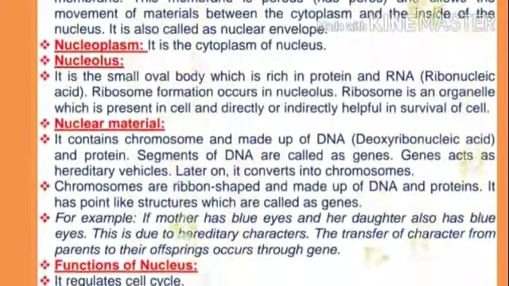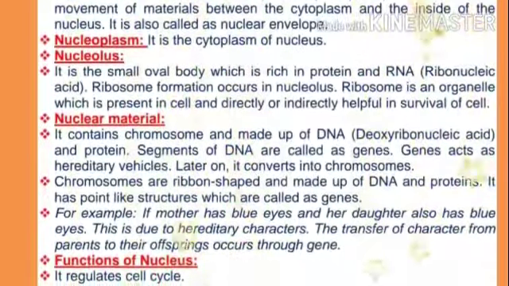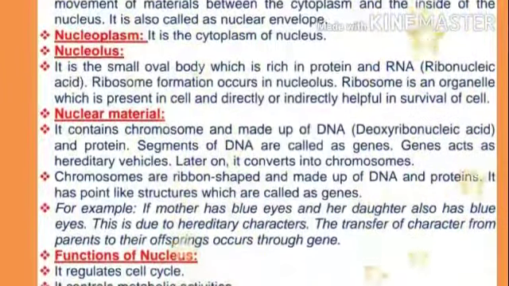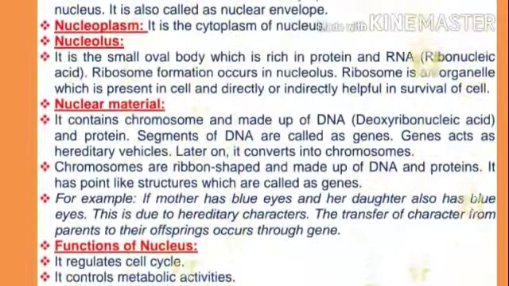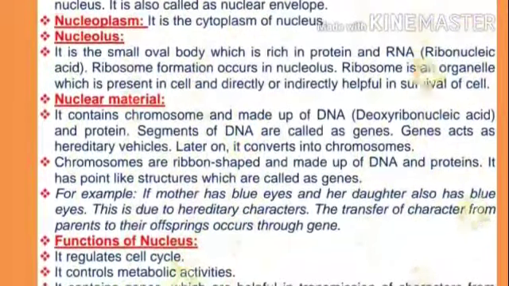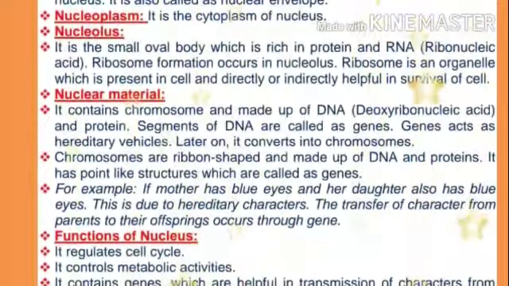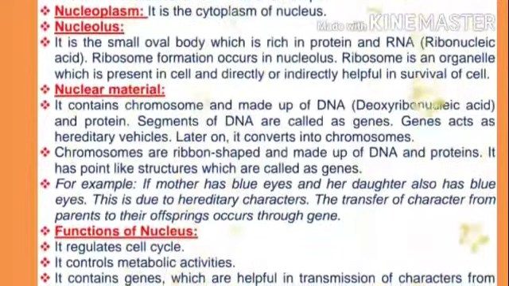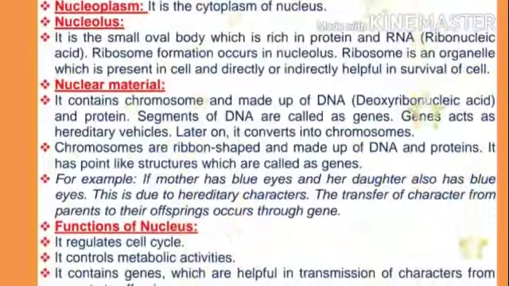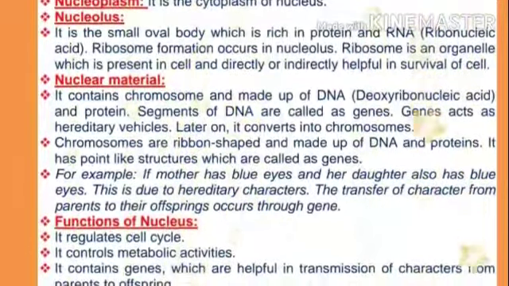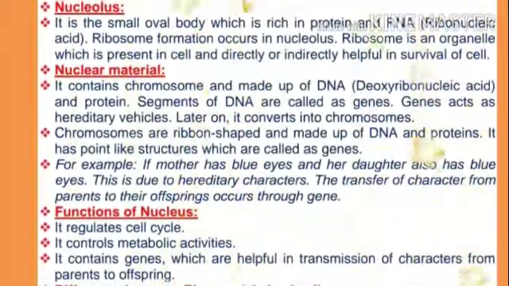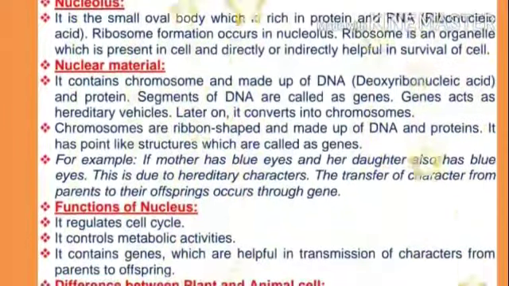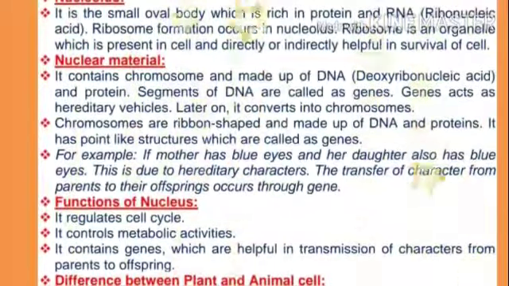Genes act as hereditary vehicles. Later on, it converts into chromosomes. Chromosomes are ribbon shaped and made up of DNA and proteins. It has point-like structures which are called as genes. For example, if mother has blue eyes and her daughter also has blue eyes, this is due to hereditary characters. The transfer of character from parents to their offsprings occurs through gene.